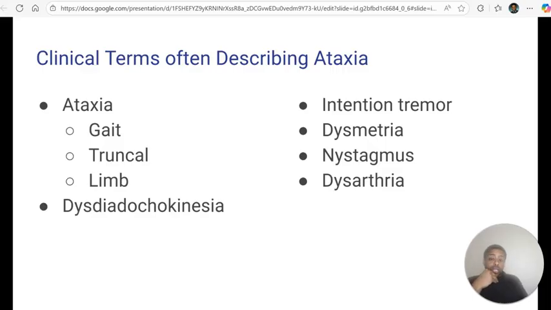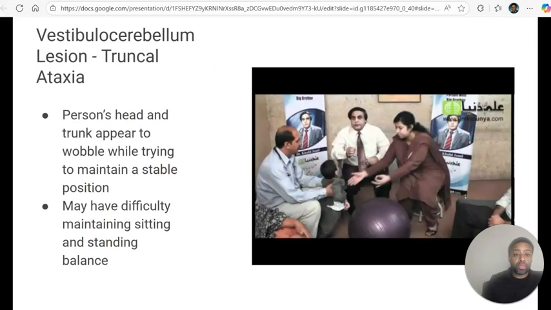Different clinical terms that describe ataxia. There's gait ataxia, and as the name describes, it is ataxia present during gait. Truncal ataxia involves the trunk, and we'll come specifically into some of these. So truncal ataxia, limb ataxia, dysdiadochokinesia, this is very hard for me to say, intentional tremor, dysmetria, nystagmus, and dysarthria. So we'll go into them specifically in the next few slides.